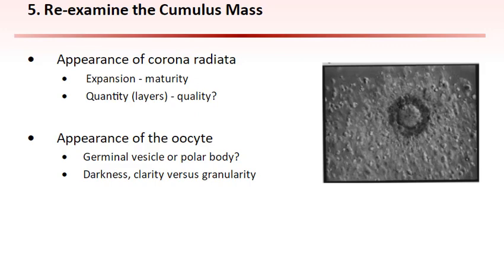While the cumulus mass is in the rinse solution, it can be examined or re-examined to make these observations. What does the corona radiata look like? How many layers of corona radiata cells? How expanded is the corona radiata layer?